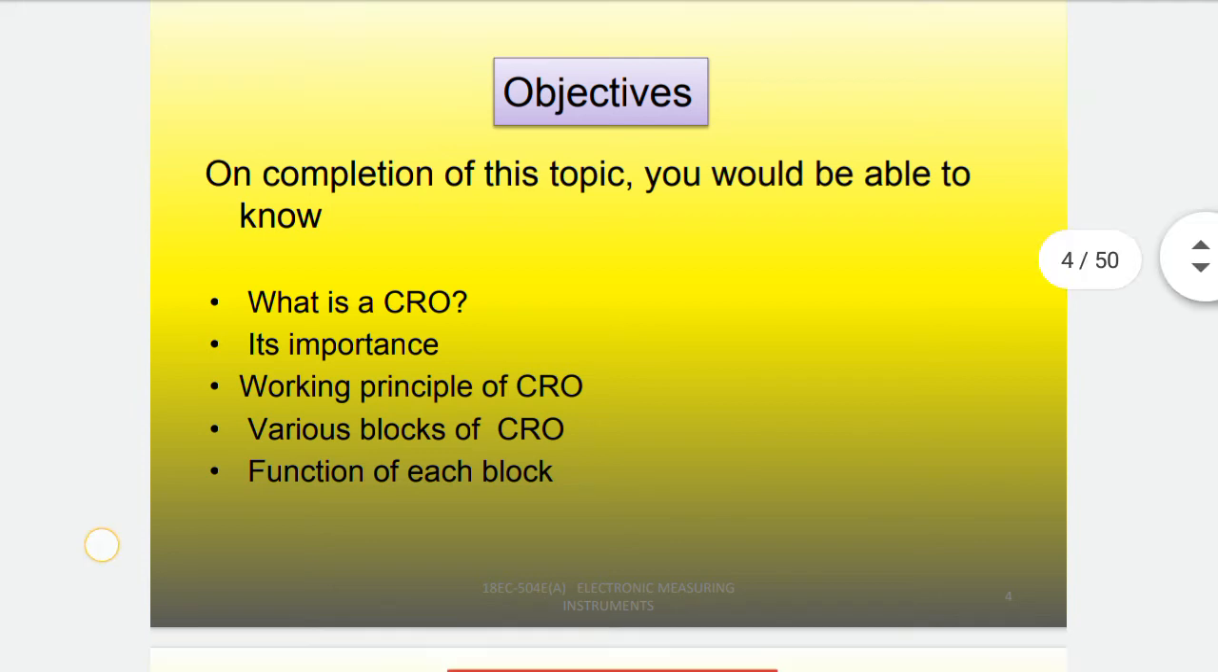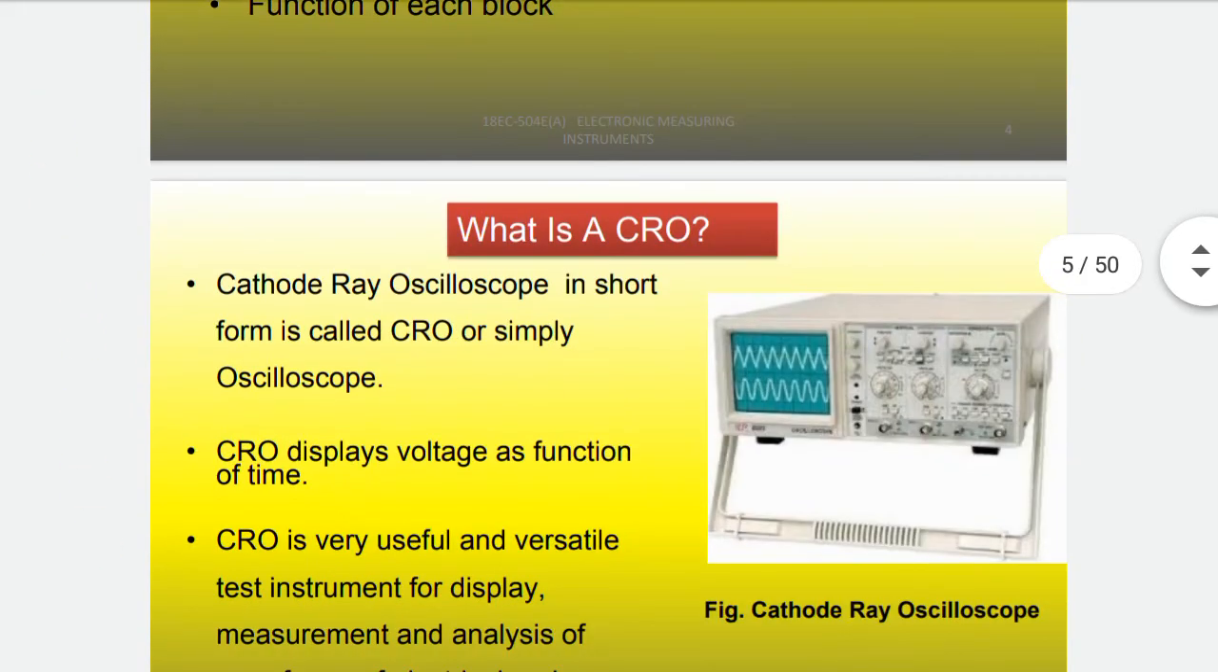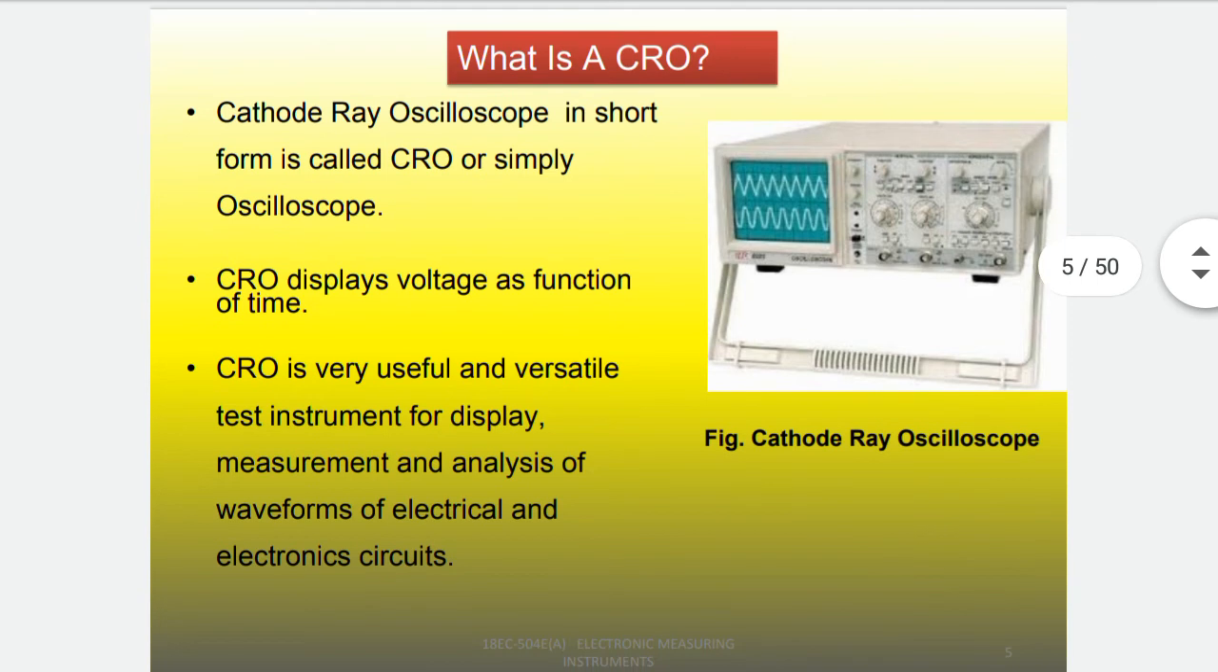First of all, what is a CRO? CRO stands for cathode ray oscilloscope. A cathode ray oscilloscope in short form is called CRO or simply oscilloscope. Previously, this oscilloscope was called an oscillograph or simply an oscope.